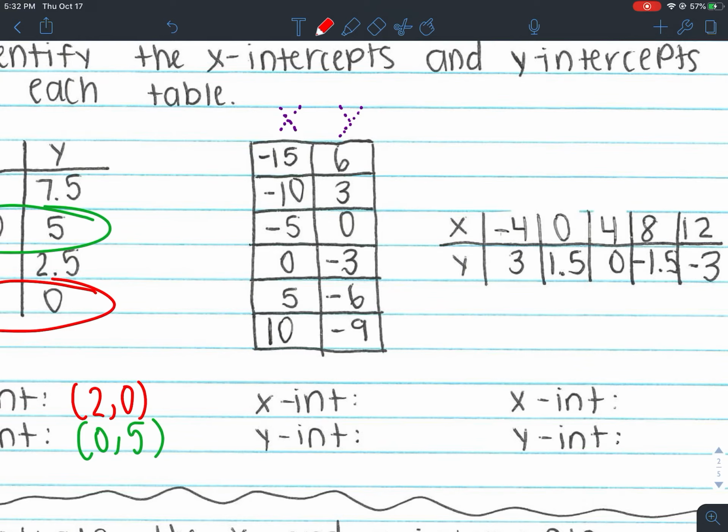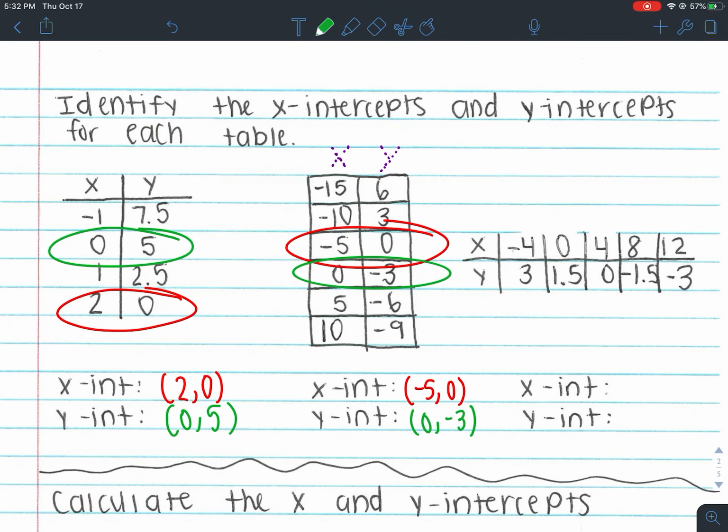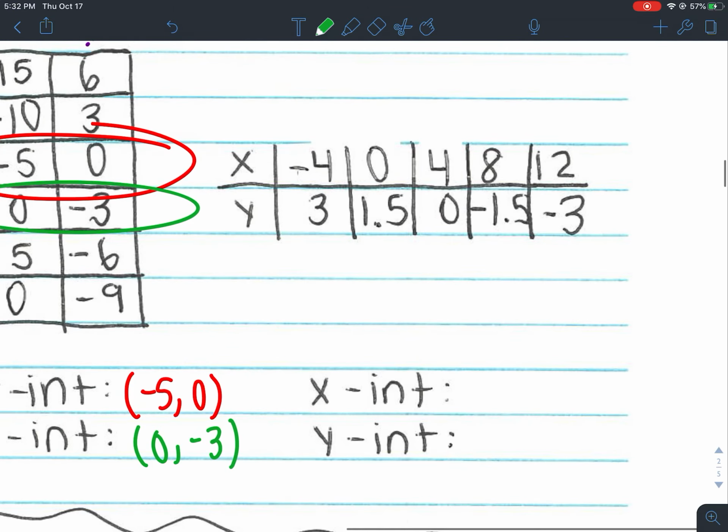Okay, now I'm going to look for my x-intercept. Remember, an x-intercept has a number first and then a 0. So you can't just pick any point. You have to pick the x-intercept. Well, the number first and then a 0 for the y is going to be -5, 0. And then the y-intercept is where I have a 0, comma, a number. And that's going to be 0, -3. Okay?